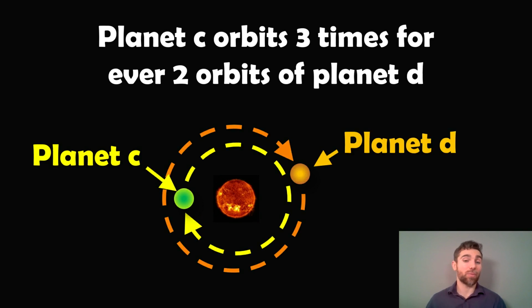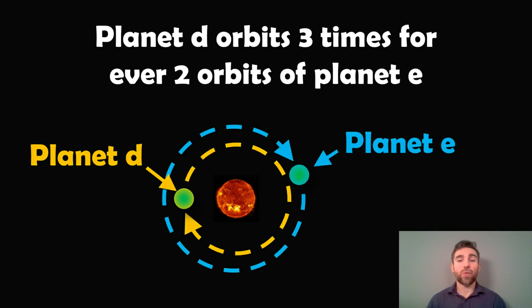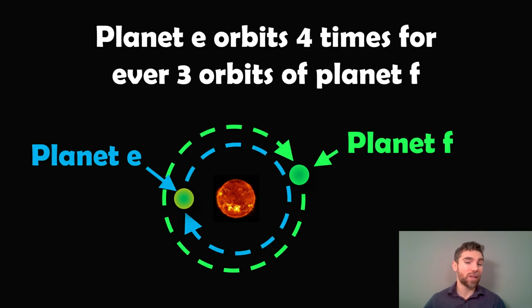Then the next pair, planet c and planet d, have the same sort of resonance. You've got a 3-to-2 mean motion resonance there, so planet c will go around 3 times for every 2 orbits of planet d. If we go out to planet d and e, we actually have the same resonance again, a 3-to-2 mean motion resonance, so planet d will go around 3 times for every 2 orbits of planet e.